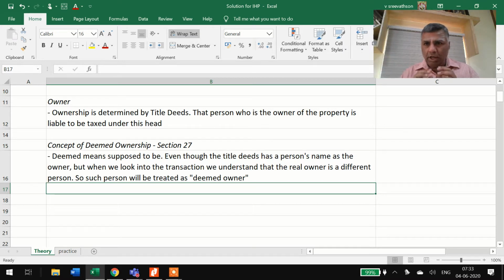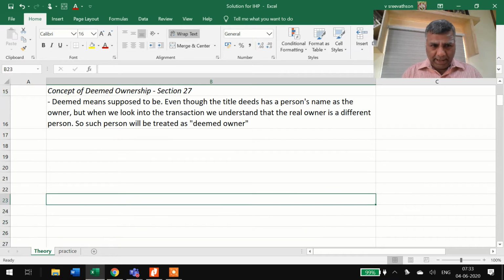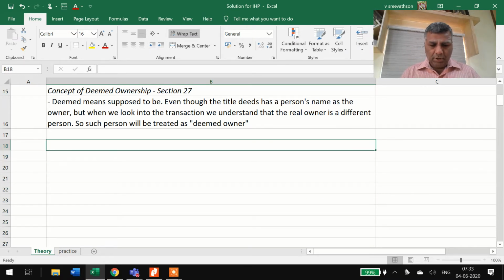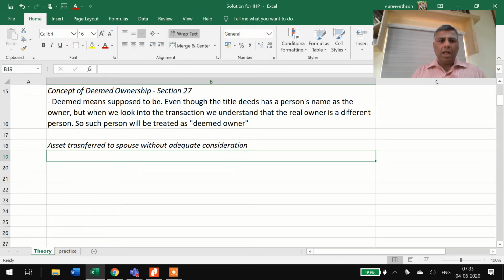Now I am going item by item through deemed ownership. First item: asset transferred to spouse without adequate consideration. This is the example I gave you also.